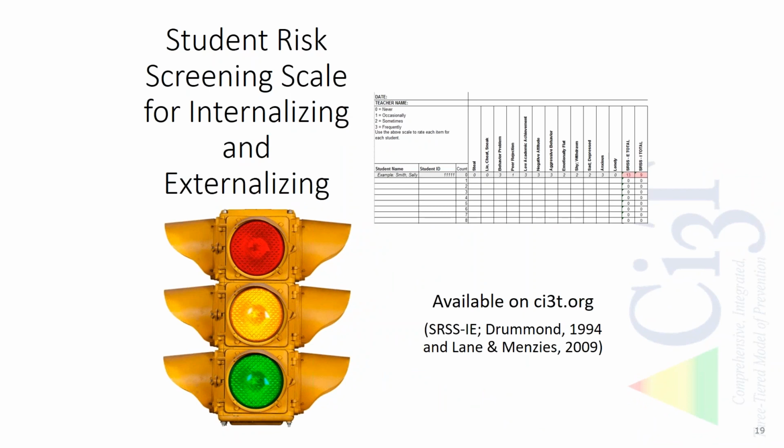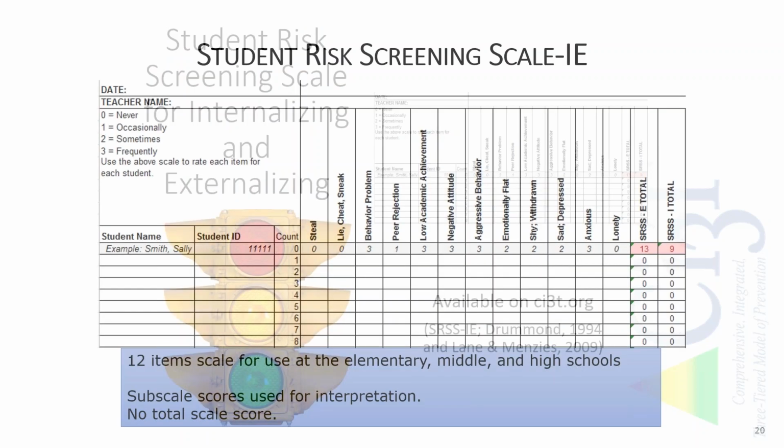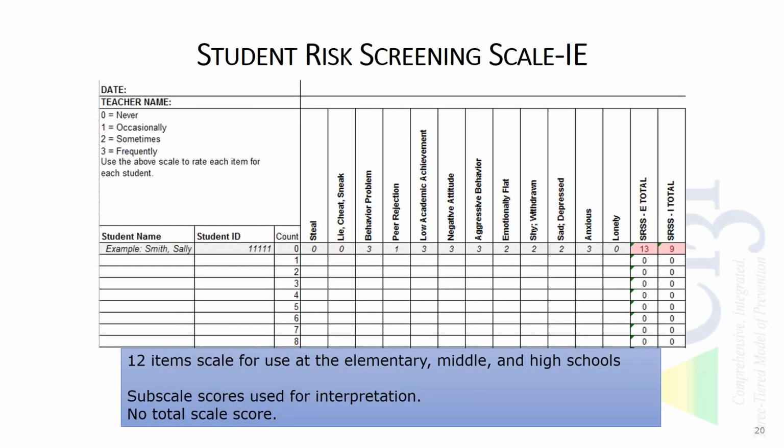Another screening tool that was originally developed in Oregon was developed by Tom Drummond in 1994, and it was referred to as the Student Risk Screening Scale. And our colleagues, with permission from Tom Drummond, added some additional items to begin expanding the use of this tool to also detect kids that had not just acting out, but also more of the internalizing issues. So there is now this tool called the Student Risk Screening Scale, referred to as the SRSS-IE, for internalizing and externalizing.